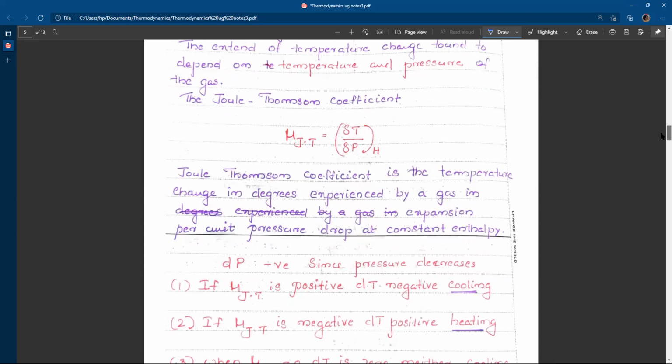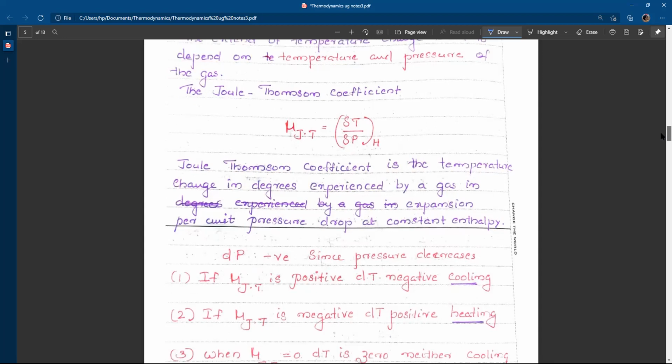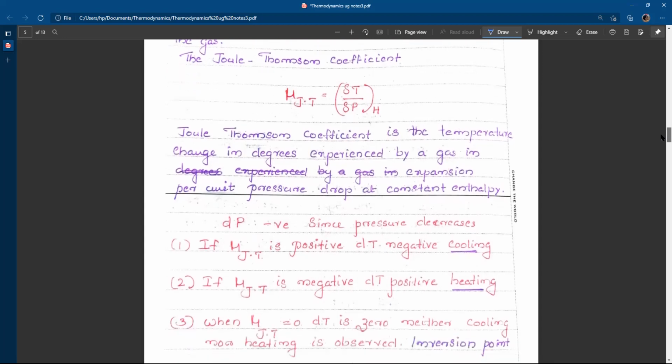What is the Joule Thomson coefficient? The drop in temperature experienced per unit pressure, the change in temperature in degrees, is called the Joule Thomson coefficient. dP is negative since pressure decreases. If mu JT is positive, dT negative, then we will get cooling effect.